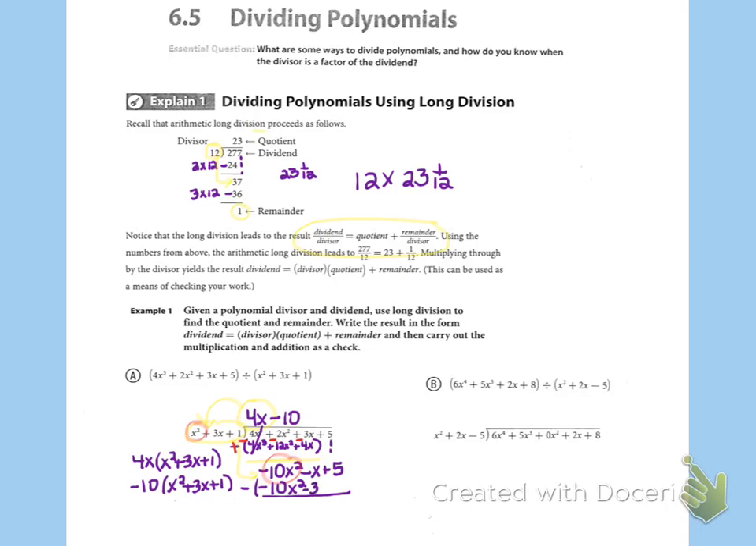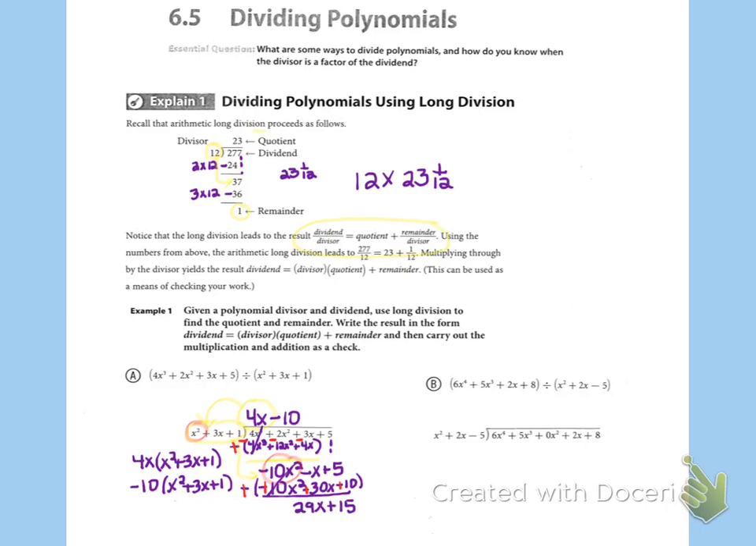minus 30x, and then minus 10. And then I'm going to change this to addition of the opposite. So each of these is going to change signs. And so when I add, of course, those first terms, the negative 10x squared and the positive 10x squared, are going to cancel. That should always happen. Then when I add the next two terms, I get a positive 29x and a plus 15.